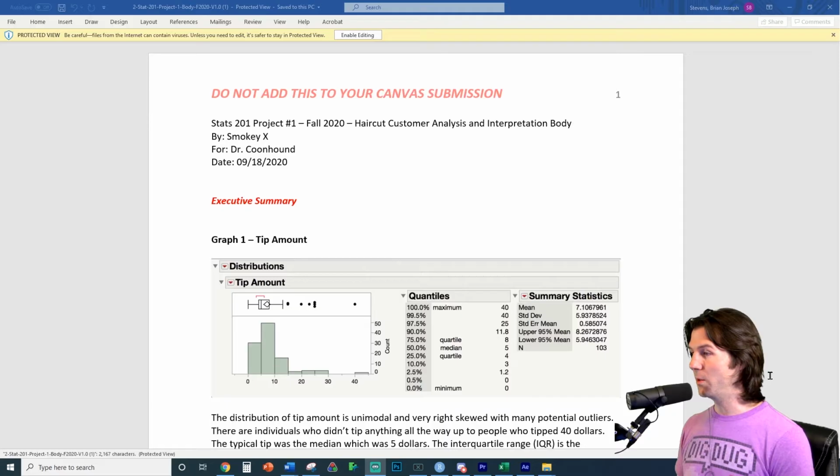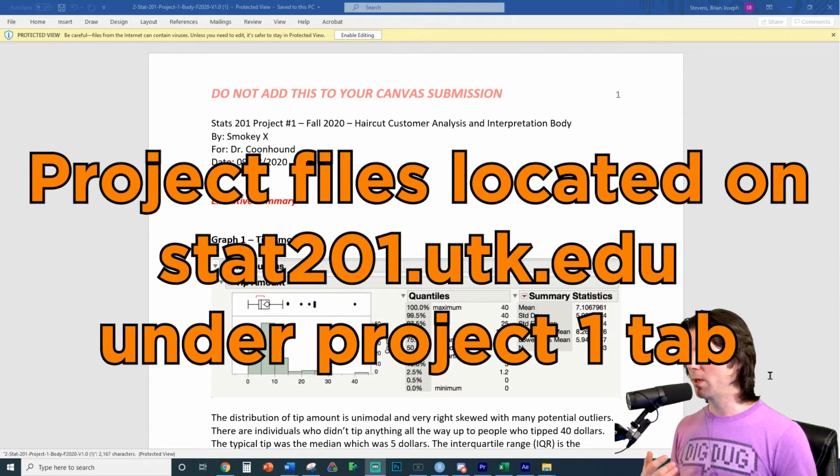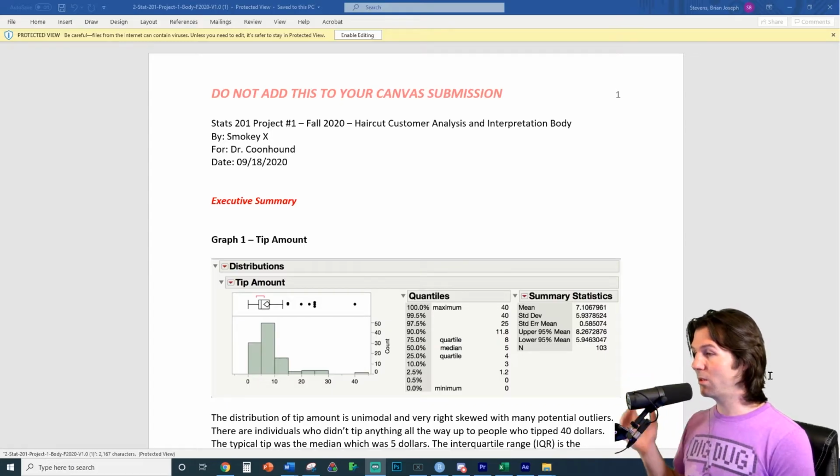So here's the report you'll be doing an executive summary on. This was data collected by YouTuber Mark Rober on the amount people tip for haircuts, along with the day of the week they visit, and their payment method, and their marital status. The report written by Smokey is already written for you. You just need to write the executive summary and the outro.